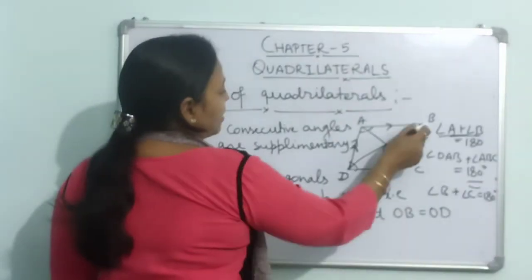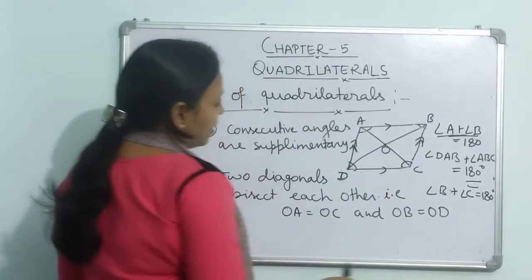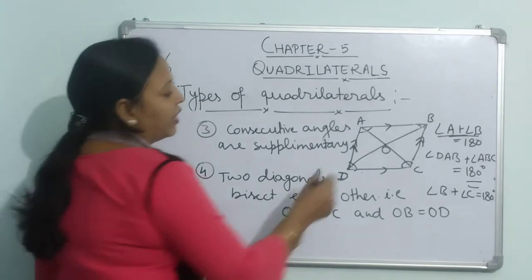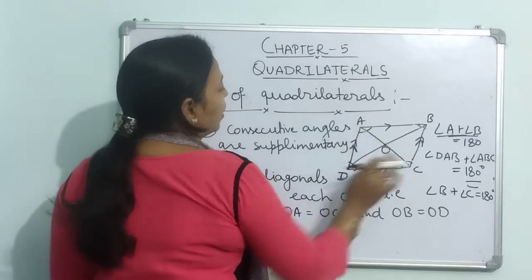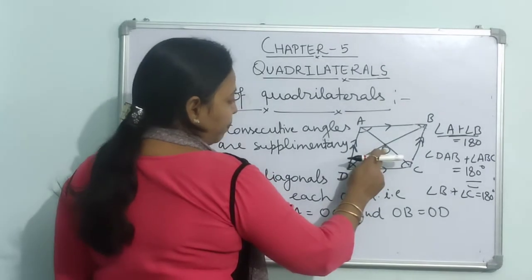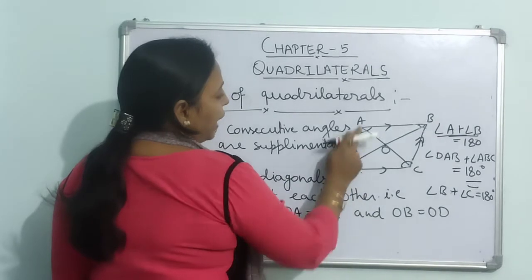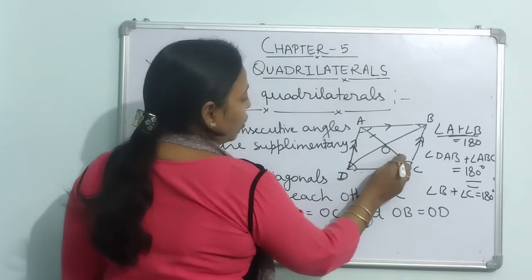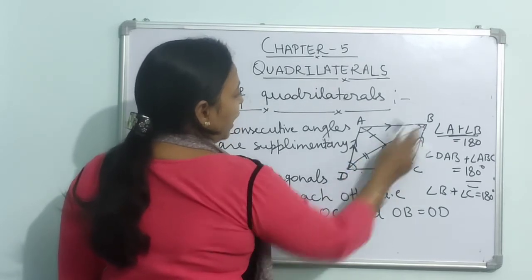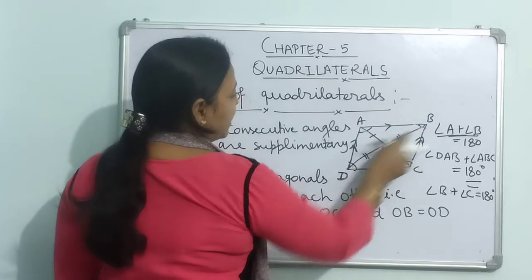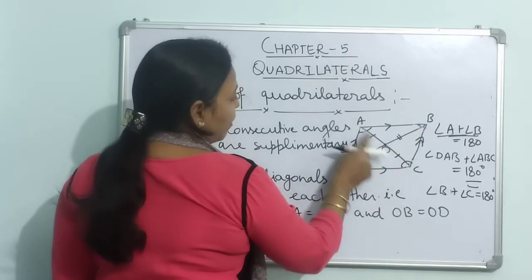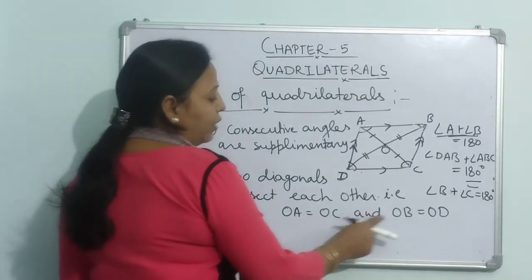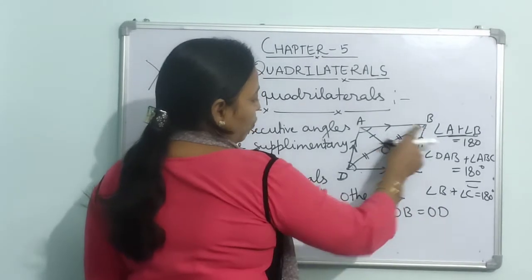So these two diagonals intersect each other at O, and it is given here that these two diagonals bisect each other. Bisect each other means what? They divide the line into two equal parts. It means this point O divides BD and AC into two equal parts. It means OA and OC are equal, and OD and OB are also equal. O is bisecting this diagonal and O is bisecting this diagonal as well. So you can write OA is equal to OC and OB is equal to OD.